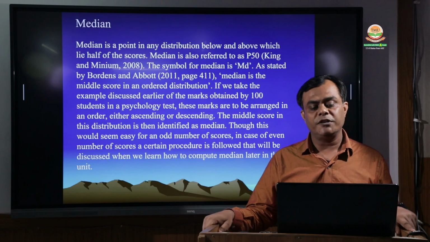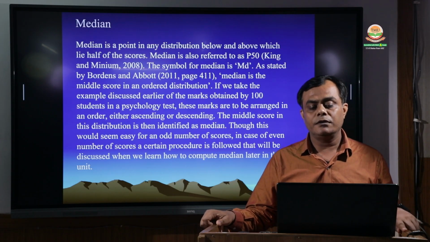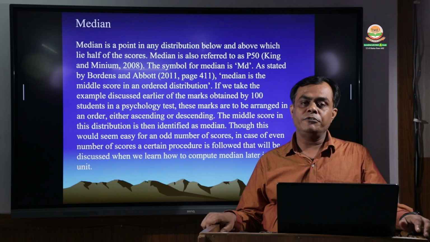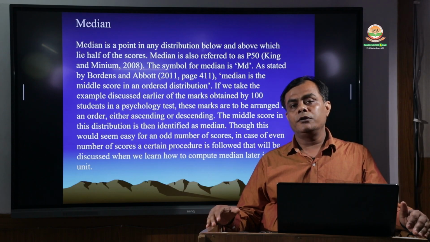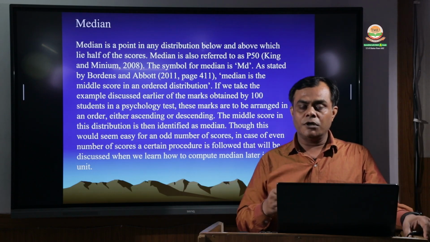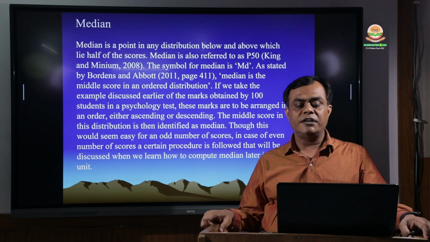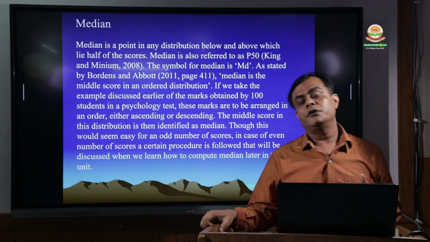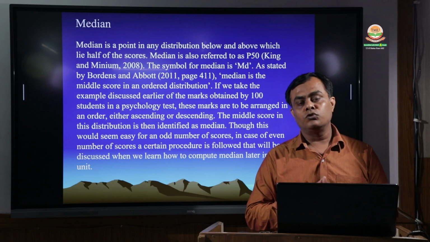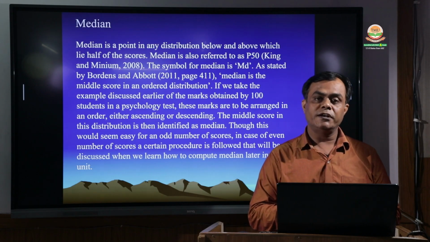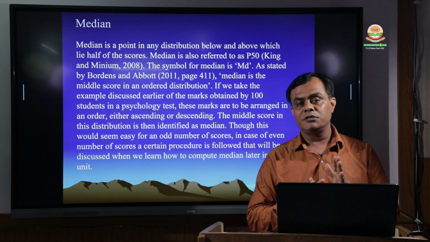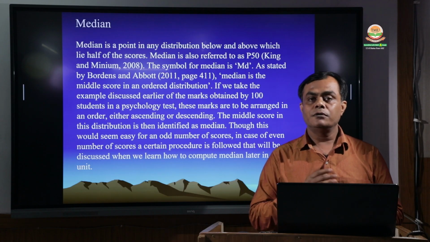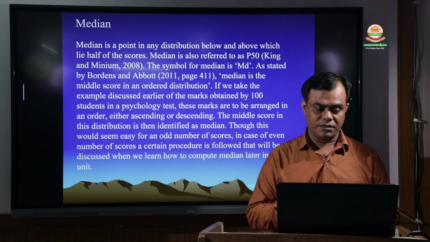So next is the median. Median is a point in any distribution below and above which the data lies. Simply, we divide the whole data into values bigger than that value and values smaller than that value, and that value is considered the median. Means the median is a single score of the whole data, where certain values are less than it and certain values are more than it, and median stands for the mid value of the whole data.